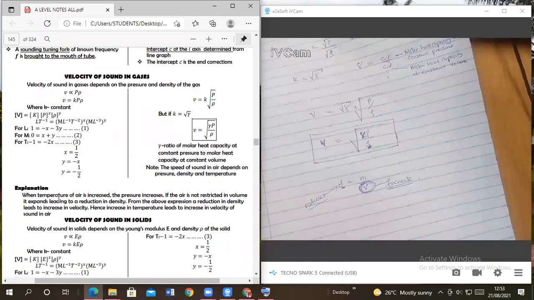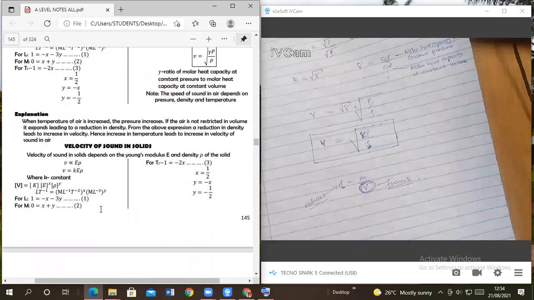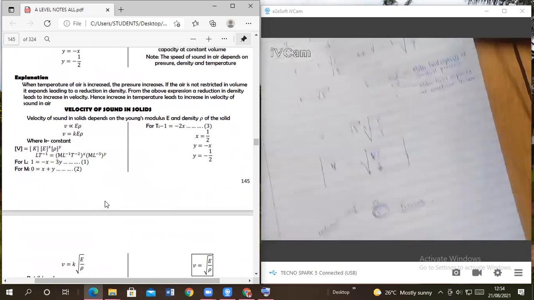So that's why whenever it's very hot, sound moves faster. Are you together? Sound will move faster because the air particles that are carrying the sound waves are moving faster, since their velocity has increased due to the increase in temperature. All right. So now we go to the next part.